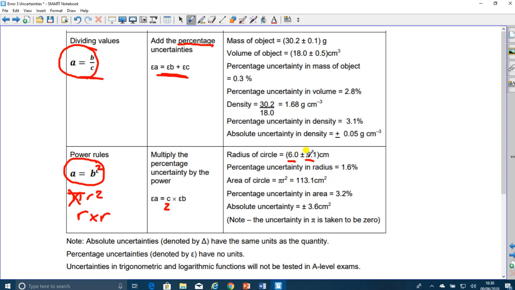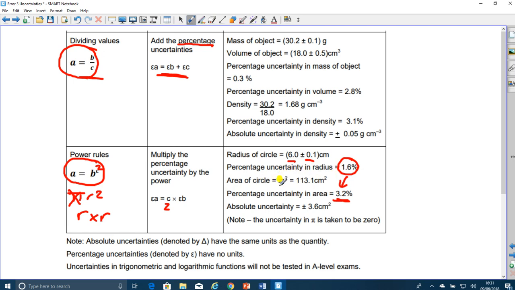So all we're doing is working out 0.1 out of 6, which gives us a percentage uncertainty of 1.6. However, we've got 2 of them, so we just times by 2 to give a percentage uncertainty of 3.2%. And if it was 4/3 pi r cubed for the volume of the sphere, we would be timesing it by 3 instead of 2. Okay, so that's all we do. We're just multiplying the percentage uncertainty by the power.